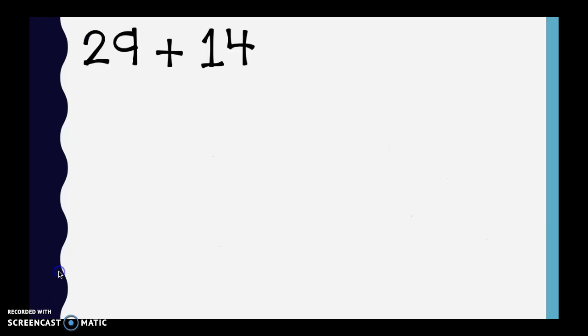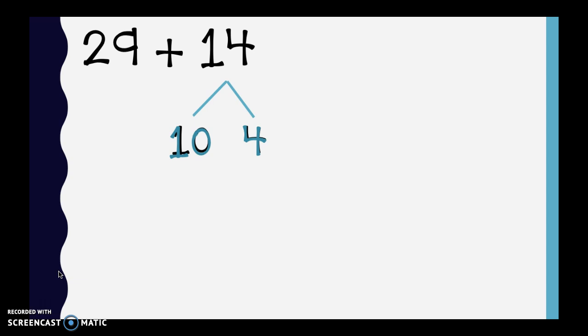Here we go. Now we know when we see a number problem, the first thing we're going to do is break apart the smaller number when we have two two-digit numbers like this one. 29 plus 14. Friend, which one's the smaller number? That's right, it's 14. So what I'm going to do is make a number bond right under 14. I took out 10 and then a 4. Now, what do I do next?